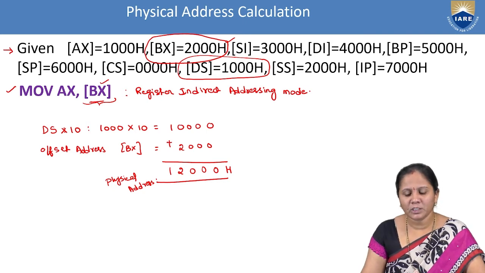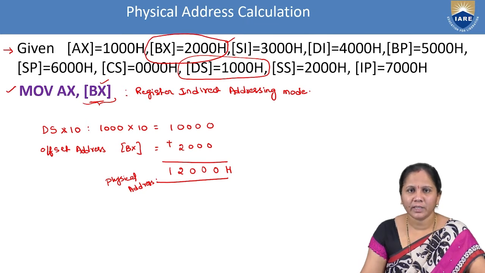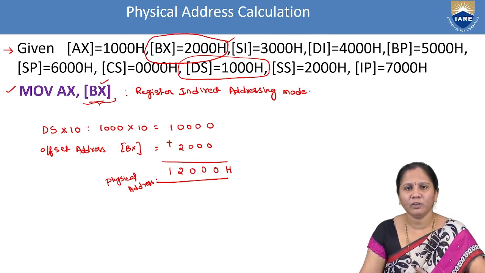So, either this procedure can be followed or the first procedure like considering the segment address, shifting the bits towards left by 4 bits and then adding it to the offset address. That procedure also can be followed. So, any of the procedure gives the same result only.